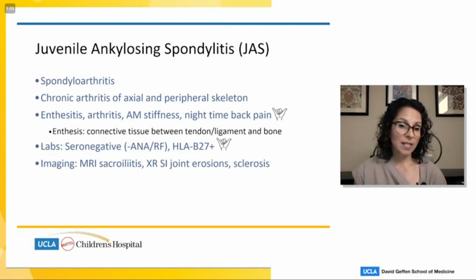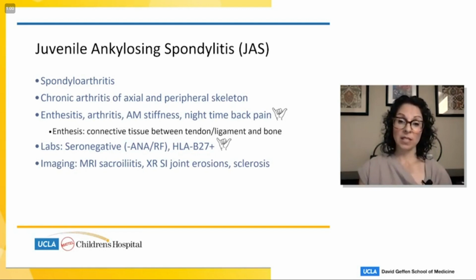It is well characterized by the presence of enthesitis, or inflammation of the entheses, and arthritis. Patients will complain of morning joint stiffness or back stiffness, where they get up and they feel really stiff, unable to move, and this is clearly an observation made by the family members as well.